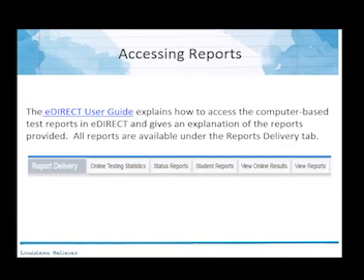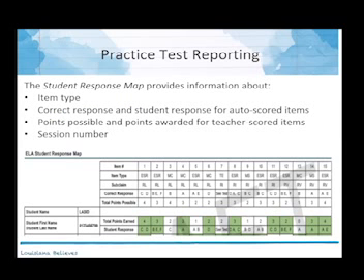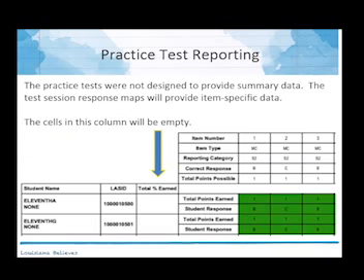For accessing reports, again, all this information is available in the eDirect user guide. This shows an example of a student response map, and so you can see the types of information you would find. This is an ELA item response map. Again, to stress that practice tests are not designed to provide summary data. So in that case, the column shown with total percent earned is actually empty for the practice test, which is different than the interim and diagnostic tests.